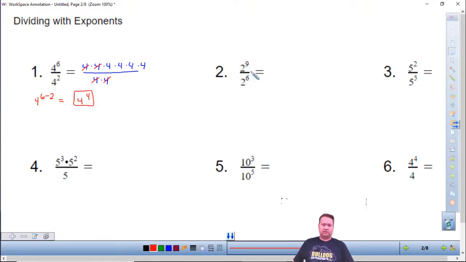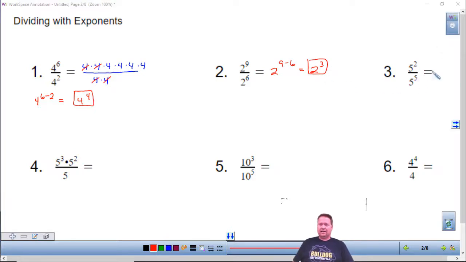Over here we can see they both have a 2, so we're going to write it as a subtraction problem, top one minus the bottom one. That's going to leave me with 3 of them, so it'll be 2 to the 3rd power. And that would be our answer in applying our exponent rules. Now this 5 to the 2 over 5 to the 5th would be 5 to the 2 minus 5, and 2 take away 5 is a negative 3. So as an exponent, we would write it as 5 to the negative 3rd.